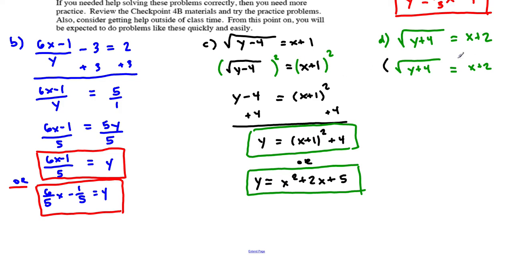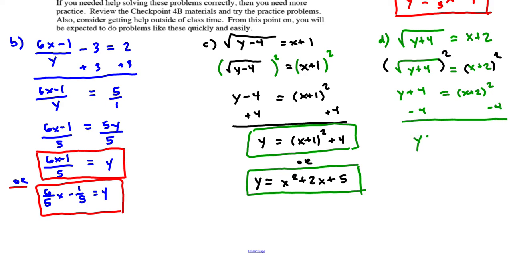So I'm going to square both sides. We're going to have our y plus 4 equals the quantity of x plus 2 squared. Remember, to me, there's no point in multiplying that all out. Let's subtract a 4 from each side, and we're left with y equals the quantity of x plus 2 squared minus 4. That answer is real nice. That was quick and easy.